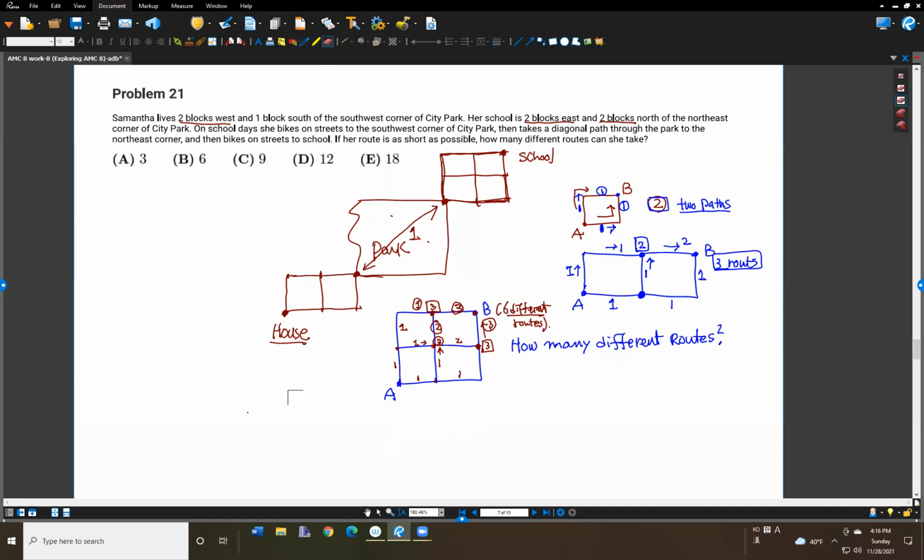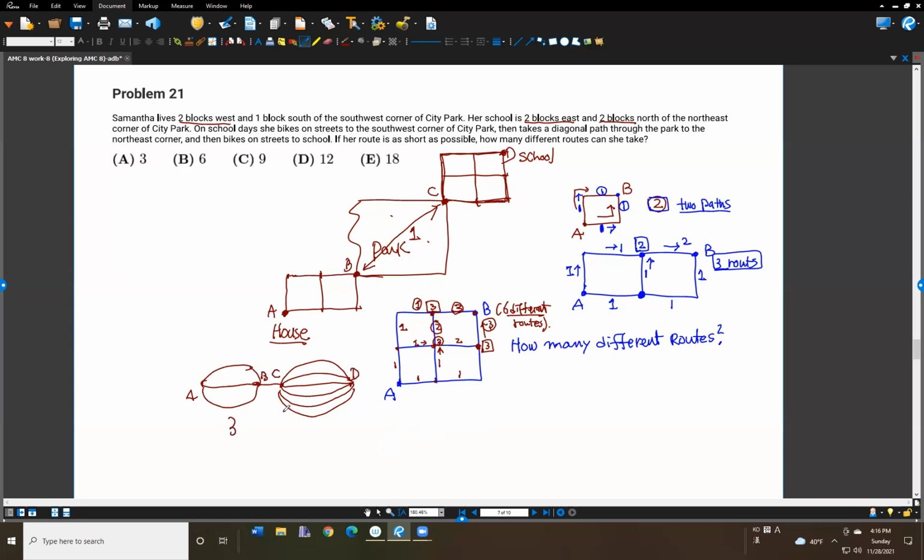From A to B, there are three different paths. I'm going to the easier way. 1, 2, 3. I'm going to just A to B, C to D. From B to C, there's only one way, it doesn't matter. From over here, another one is 6, right? 1, 2, 3, 4, 5, 6.